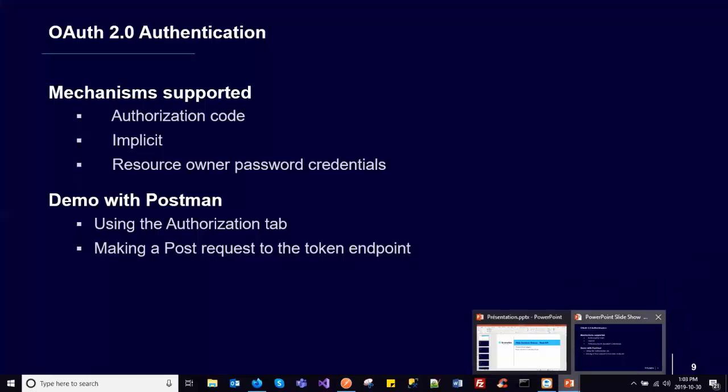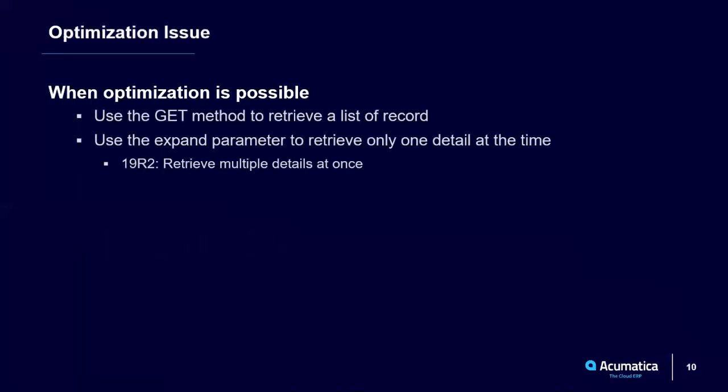Okay, if we quickly go back to our presentation, in your process of dealing with our web service, at some point in time you might see errors specifying optimization issues, or that optimization could not be performed due to BQL delegates. When the optimization is possible, you can use the GET method to retrieve a list of records and expand the parent sub-entity for all of them.